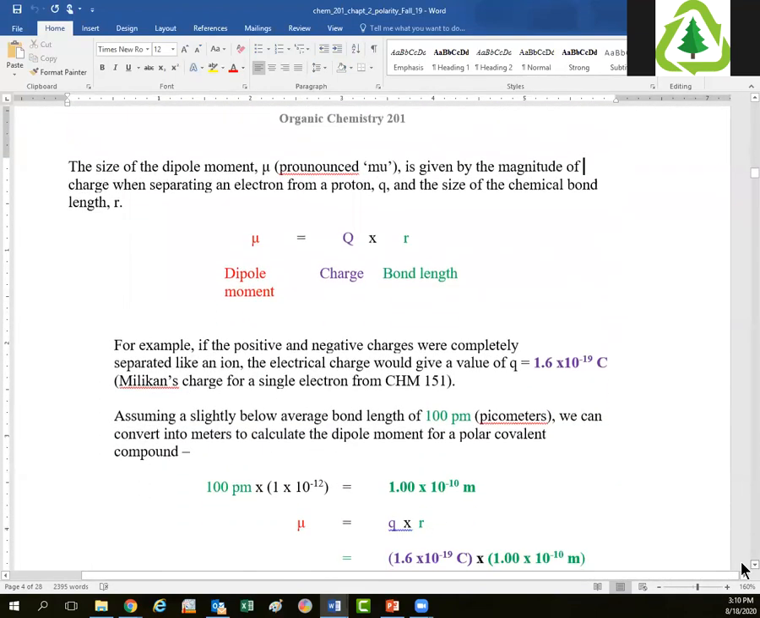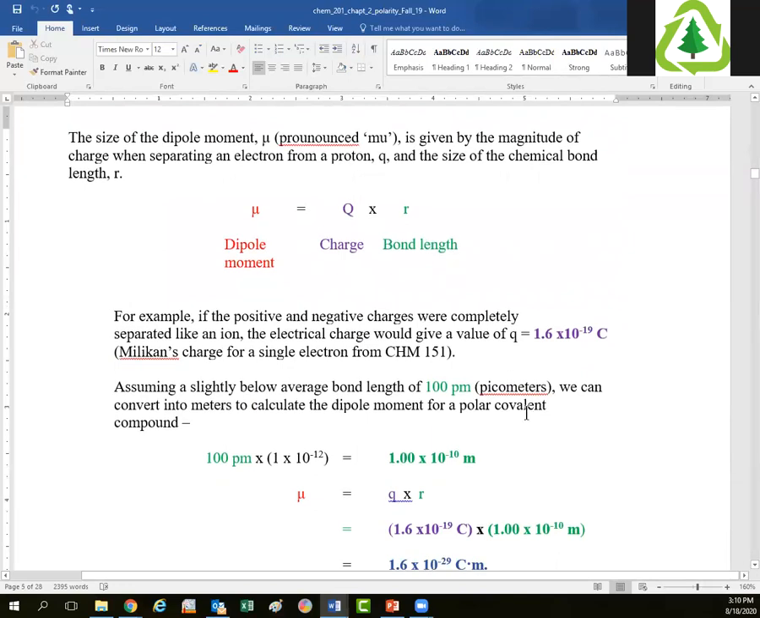Now, the size of that dipole depends principally on two things: the magnitude of the charge, which we term as Q, and the bond length. As the magnitude of charge increases, the dipole moment increases. And as the bond length increases, the dipole moment also increases. The bond becomes more polarizable with longer bonds because those electrons are much more distant from the nucleus. And the further the distance, the less hold the protons have on those electrons.